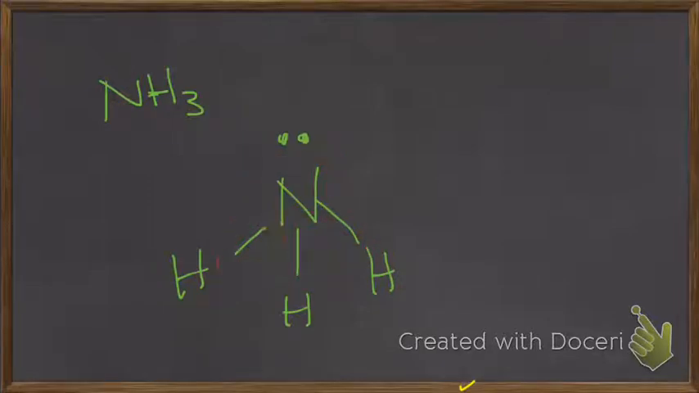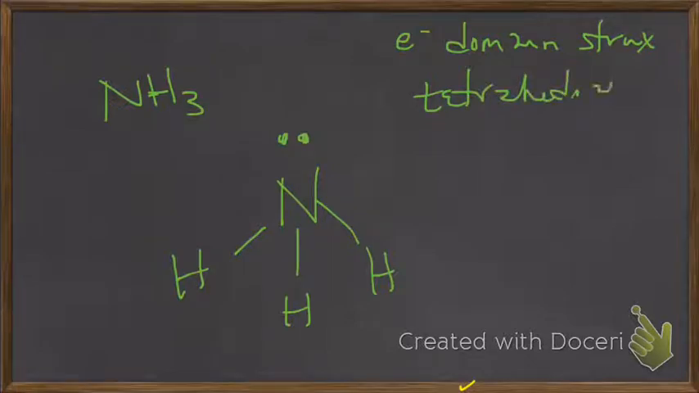So since there are 4 electron domains, that means that the electron domain structure is tetrahedral. Okay? So you would expect that to have an angle of 109.5 degrees between any two of the hydrogens and between that and the lone pair electrons. That's called the electron domain structure, but that is not the molecular structure.